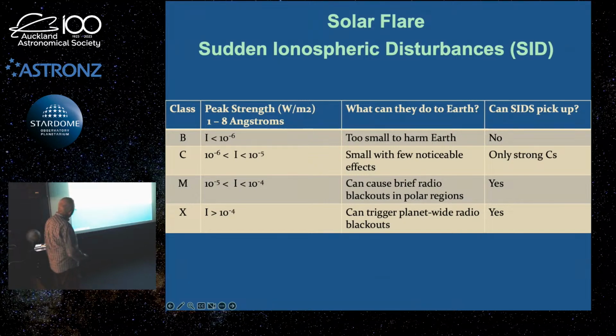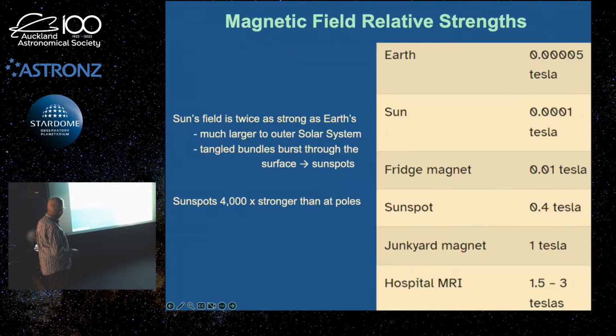The solar flare itself, yes, it can cause some trouble with some brief radio blackouts, and with a more serious X-ray solar flare, just the X-rays coming away can trigger some radio blackouts. Most of them are usually M-class and cause some brief blackouts in the polar regions. So I think that was it.